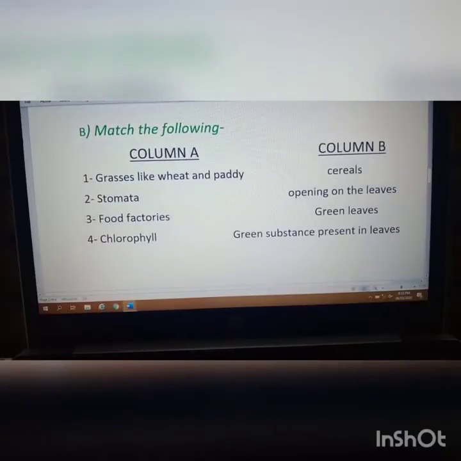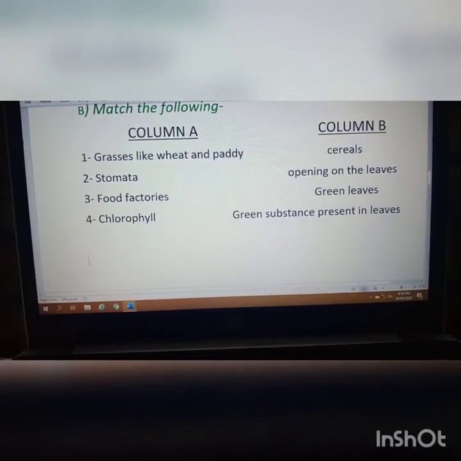Now next section of questions are the match the following. Here column A and column B are given. Here I have already just matched them. So now let's see them. First, grasses like wheat and paddy are the cereals. Second, stomata are the openings on the leaves, and through stomata, the carbon dioxide gas goes in and oxygen goes out of the plant. Next, third one is food factory. Already I have told you that it is green leaves. And next is the chlorophyll. Chlorophyll is a green substance present in leaves, and only because of the chlorophyll the color of leaves is green.